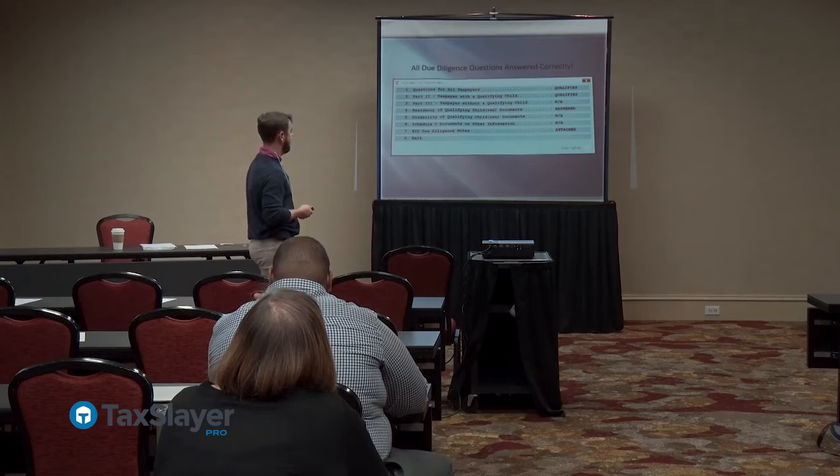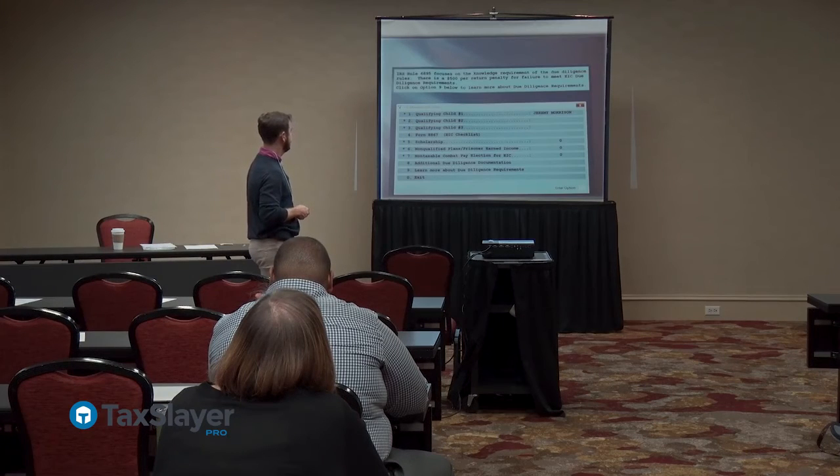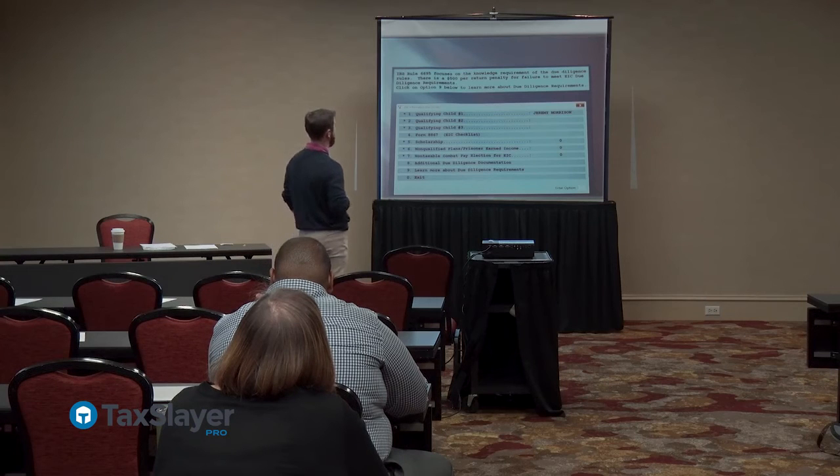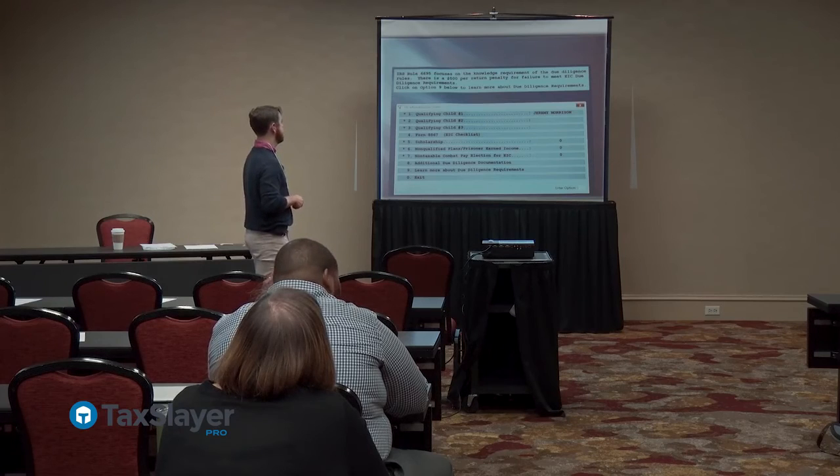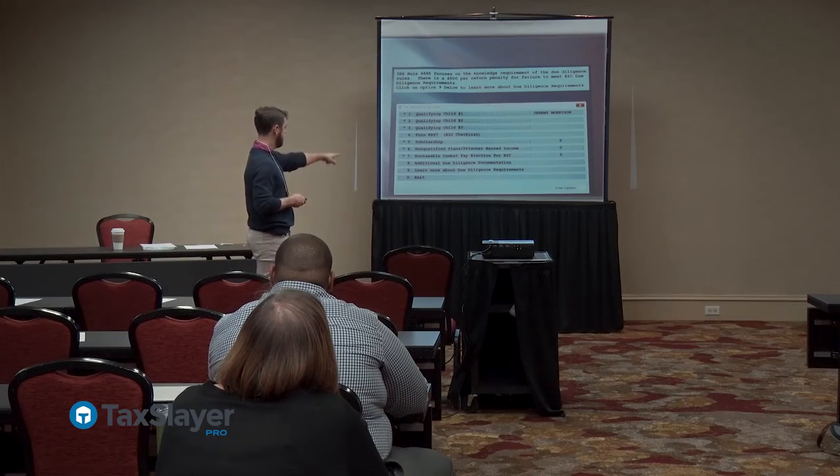Once complete, we'll exit out. IRS Rule 6695 focuses on the knowledge requirement of due diligence rules. There is a $500 per return penalty for failure to meet the EIC due diligence requirements. So click on option 9 below to learn more about the due diligence requirements. Here we are, option 9.